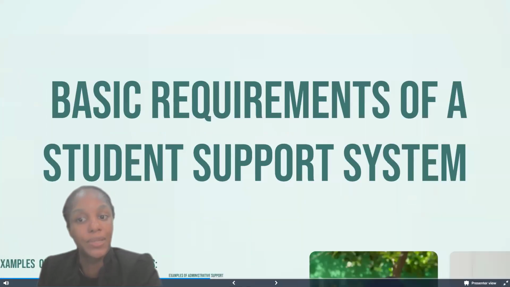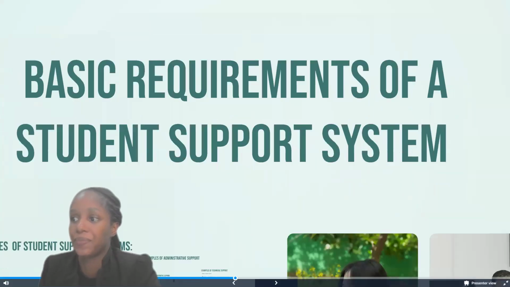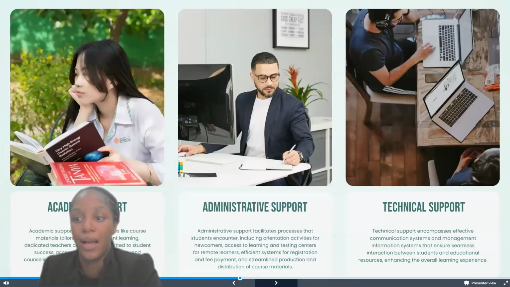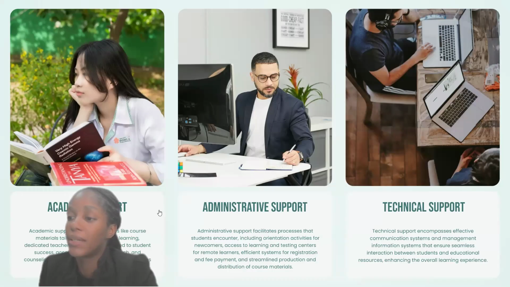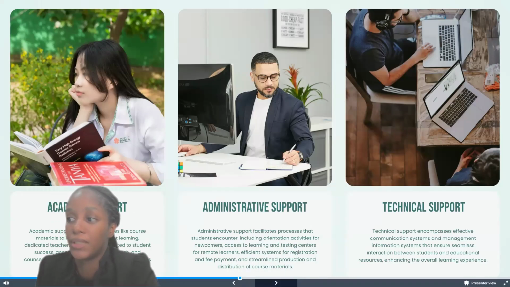Now that we have tackled some key importance of the student support systems, let us dive into the three basic requirements. We have academic support, administrative support, and technical support. We're going to look at some different examples of these support systems, and we're also going to see how integral each one can be in the whole or the holistic learning experience of a distance education learner.